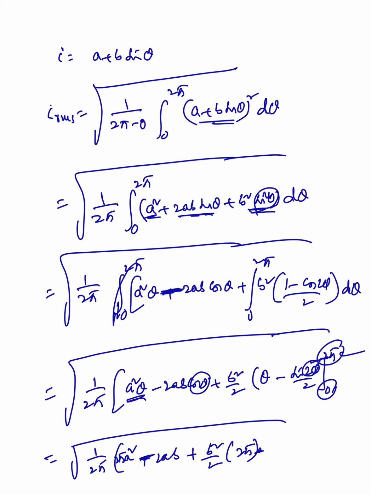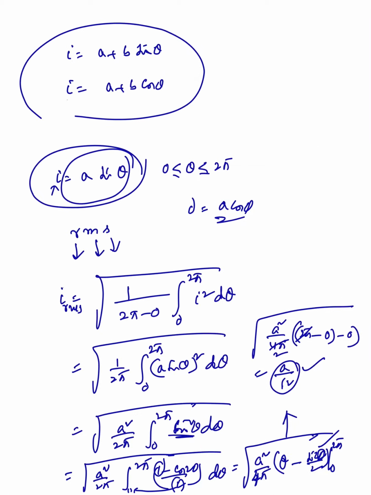So this becomes 0, this becomes plus 2ab. This becomes 0, this becomes 0. Now both will cancel each other. 2 pi, take the common, therefore cancel a square plus b square by 2. This is square root, that's it, a square plus b square by 2.